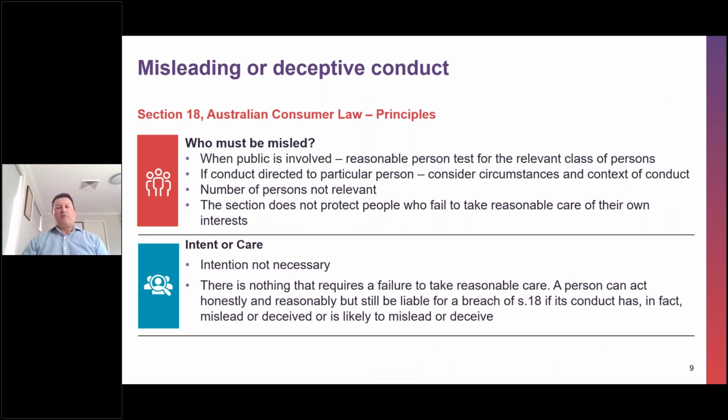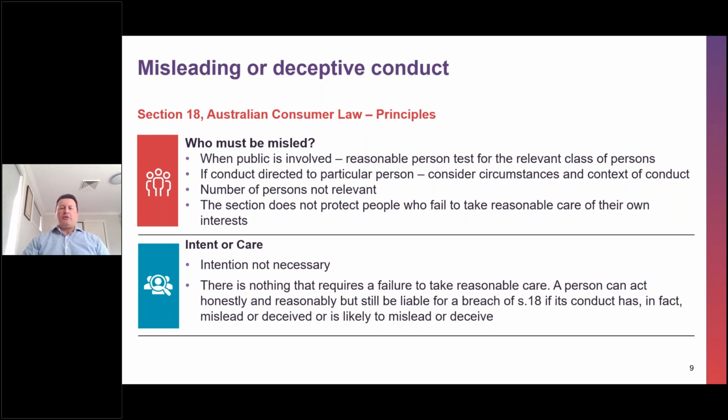So in determining the number of people, there was some discussion previously that a not insignificant number of people had to be misled. That test has been pushed to one side now. Essentially, if a reasonable person in the class of persons who the conduct is aimed at is likely to be misled, then that's sufficient. It doesn't matter if it's 1, 2, 100. The view is if a reasonable person would be misled, it's likely most of those people would be misled.